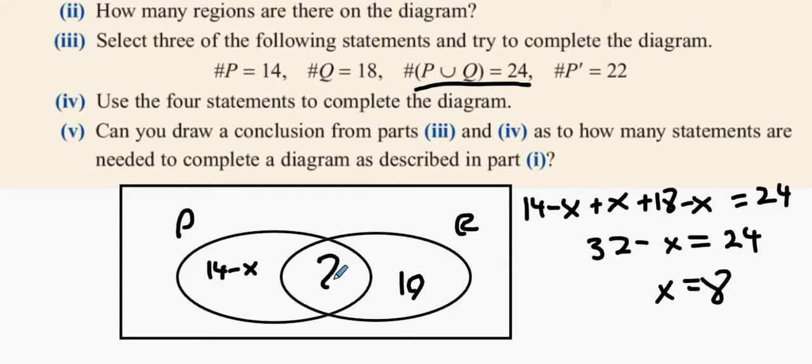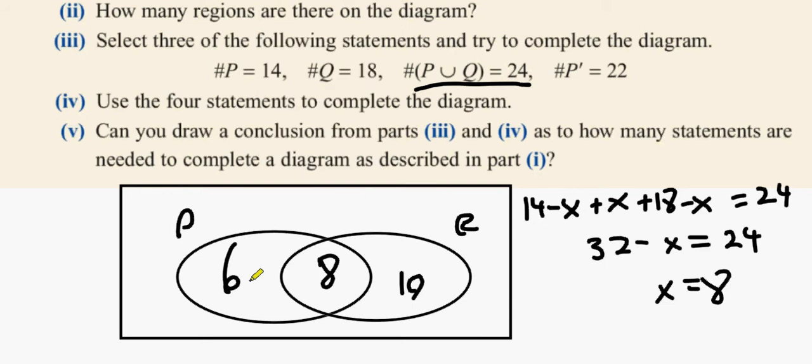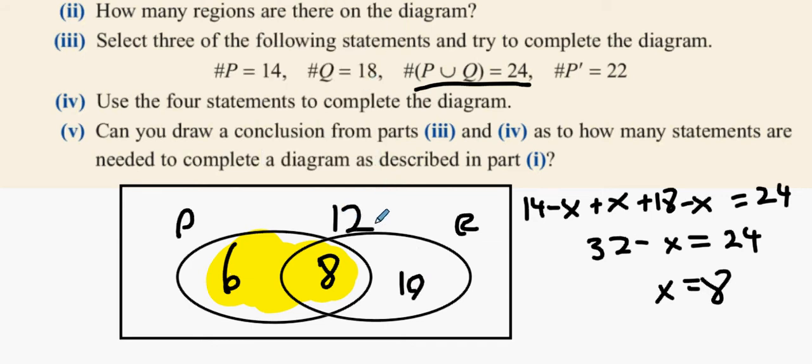Now, next one. 14 take away 8. 6. Now guys, let's find out what's going on here. Everything outside P is 22. So highlight P. And everything outside of P has to be 22. There's 10 here, so where's the other 12? There you go.